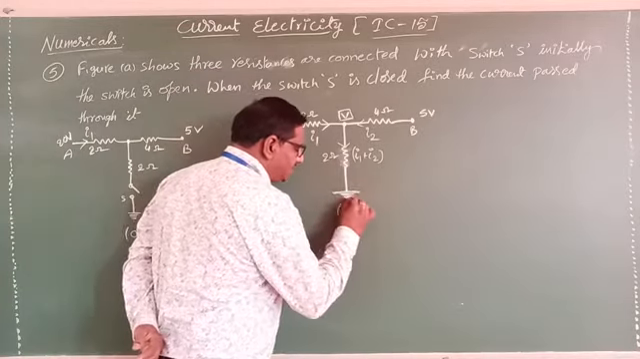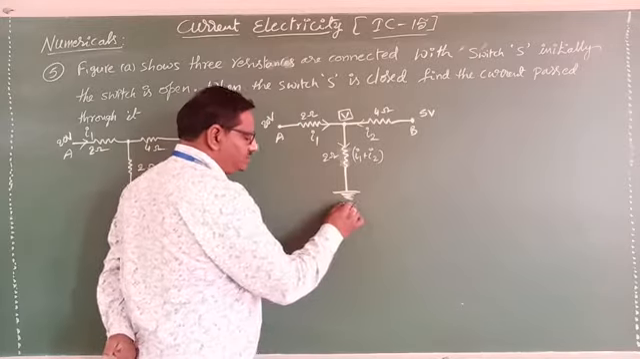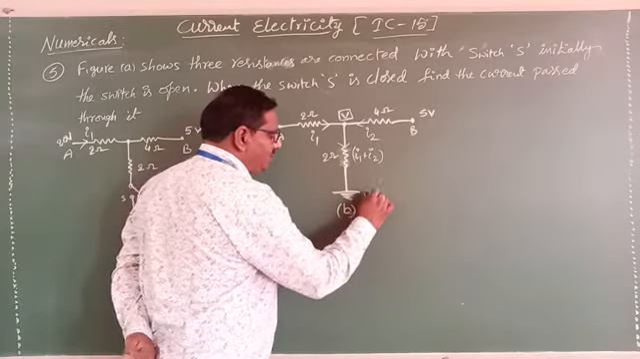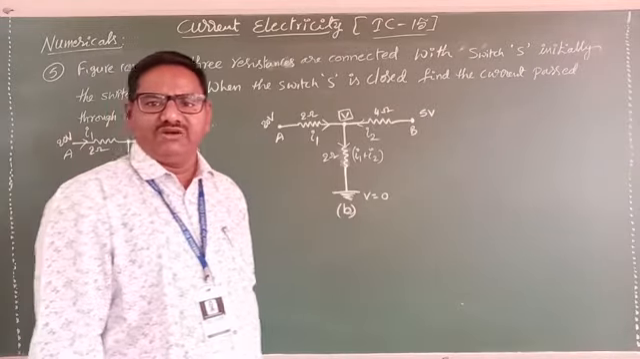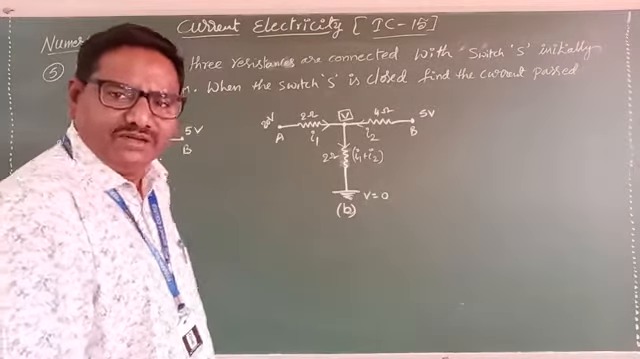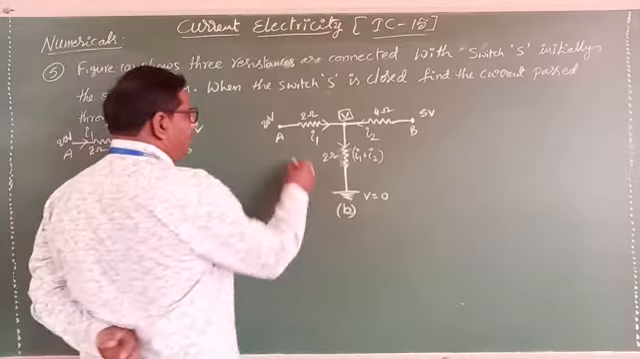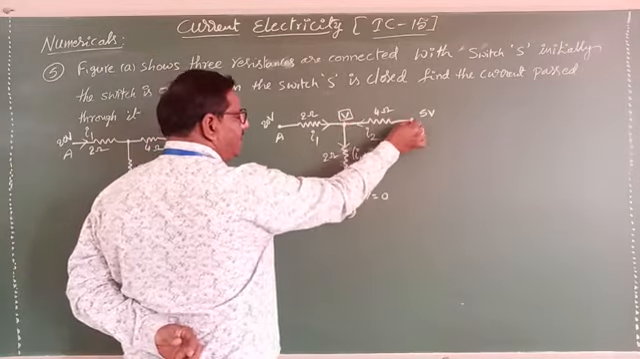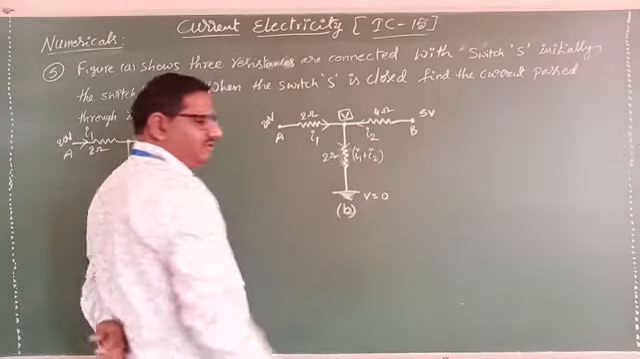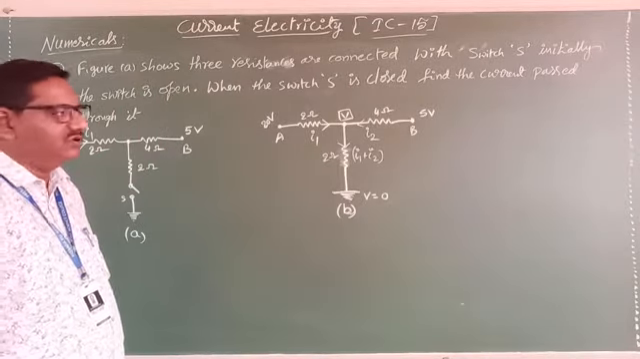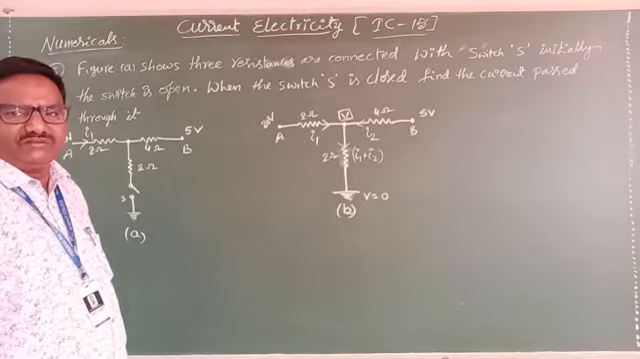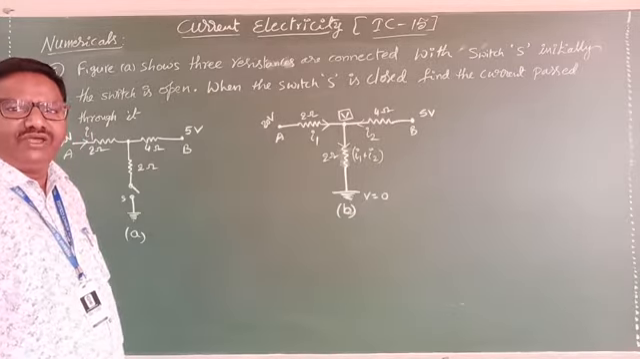Now what does it mean? It is nothing but a ground. So in figure B, here potential will become 0. While it is connected to ground, the potential will become 0. Now here to here, and here to here, and here to here, we need to measure. Here they are asking current flow. What is the current formula? Very simple. I equal to V by R.